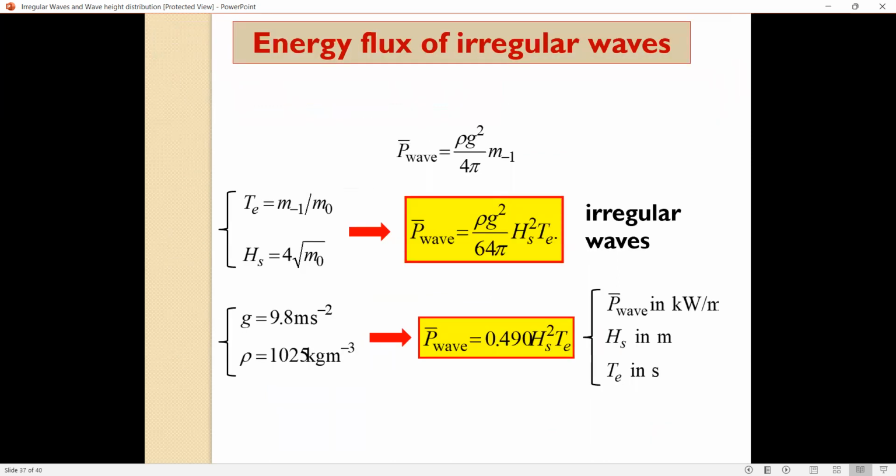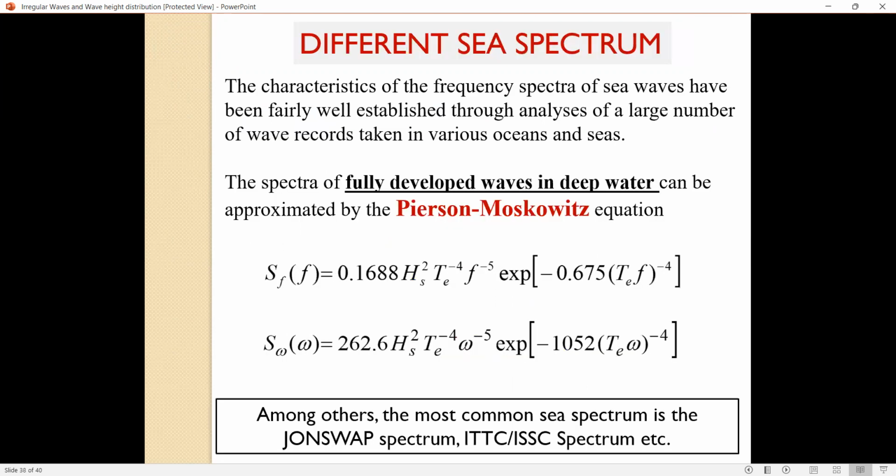Then we calculate the energy flux for the irregular waves, after understanding the spectrum very well. At the end of the day, one of the spectra which was developed, fully developed and seen in deep water, is called the Pierson-Moskowitz spectrum. It is a very famous spectrum for wind waves.